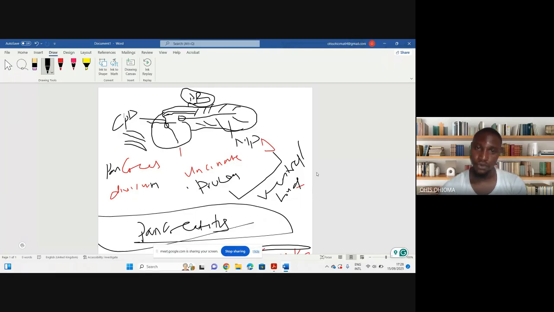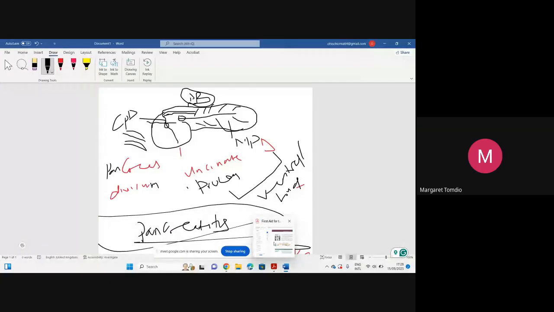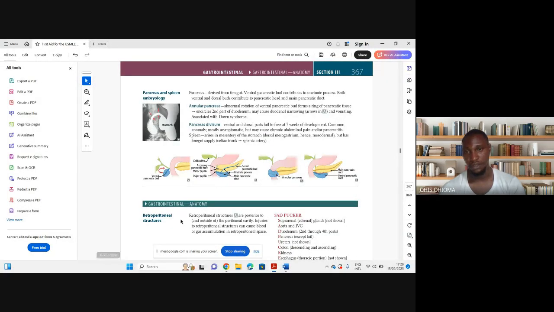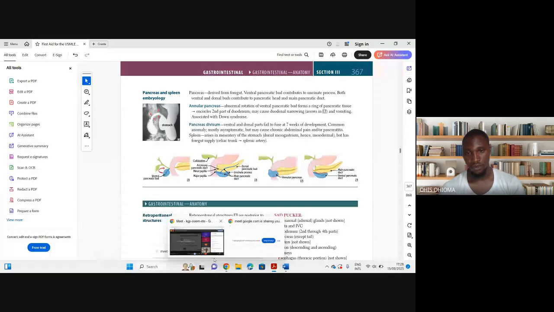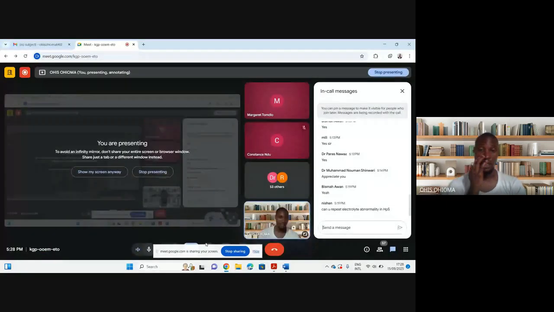And so that is what happens in patients with pancreas divisum. That's what you see here, basically. They were having symptoms of pancreatitis and all the likes. Does that make sense, guys? Does it make sense at all?